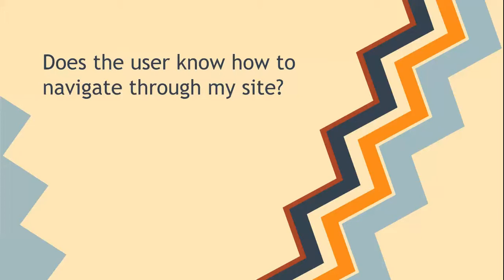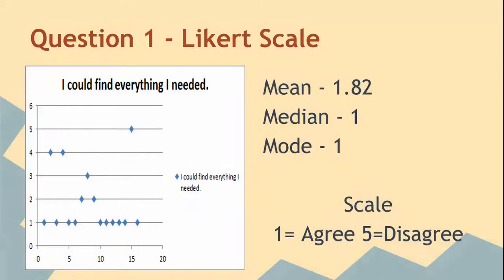So first we're going to go over the first inquiry area. Does the user know how to navigate through my site? And I used a Likert scale question to answer my question there. I wanted to know if the users could get where they needed to or find everything they needed. So my question was pretty blunt: I could find everything I needed.